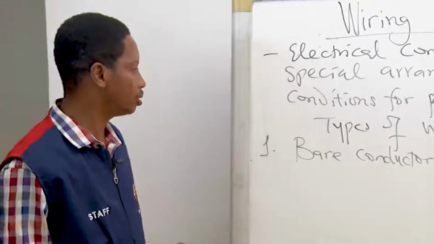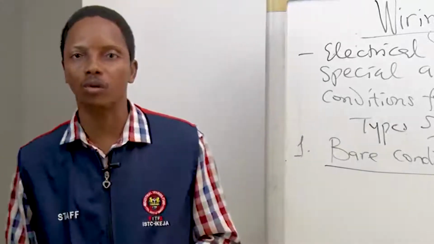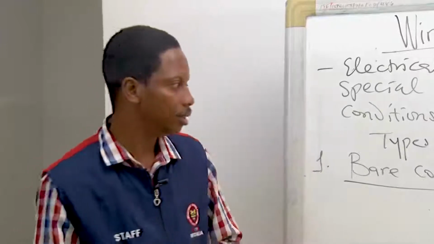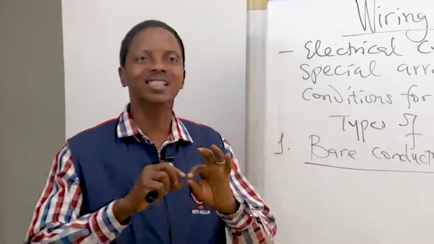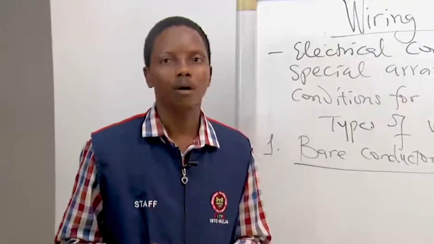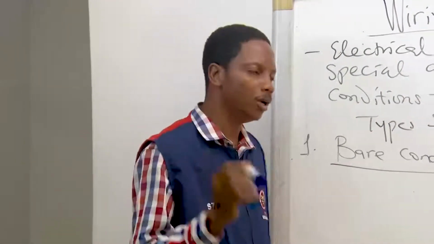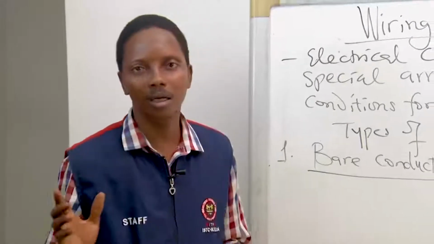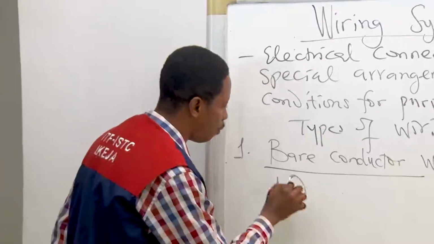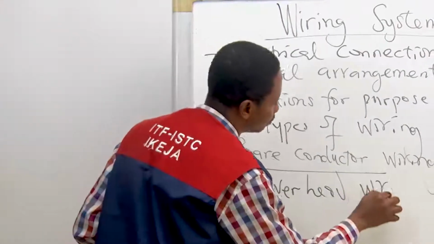In this method, the conductor has no insulator. There is no mechanical protection for the conductor. The conductor is exposed, naked. So in bare conductor, where do we use it? It is mainly used in two major areas. Number one, bare conductor is used for overhead wiring system.